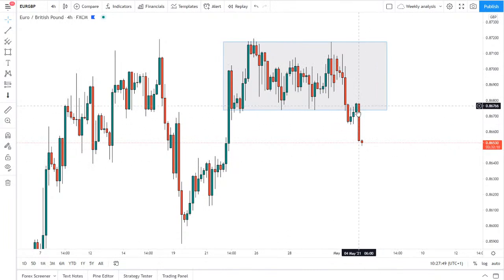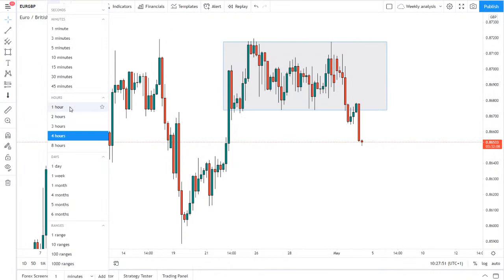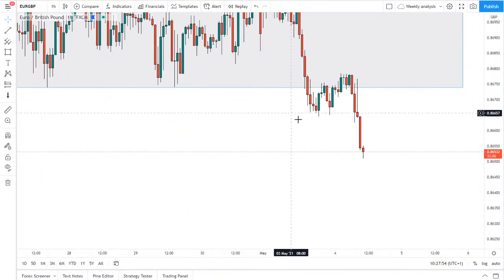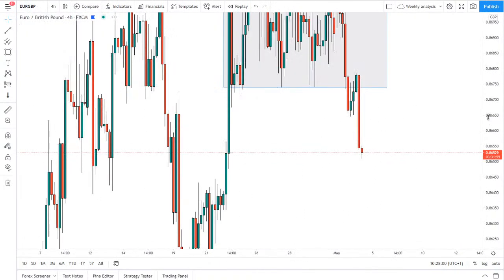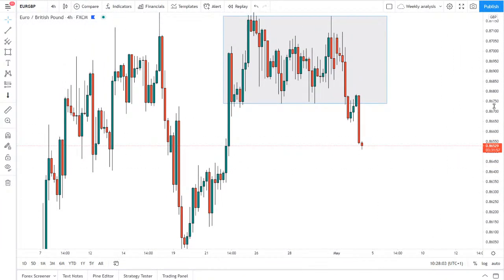It looks like we came back, retraced, and tapped that same area. On the hourly chart, you can see we had a bit of consolidation. This is just the pullback and the continuation to the downside. So right now, Euro GBP is looking very bearish here. I do expect to see further continuation to the downside into this area here.